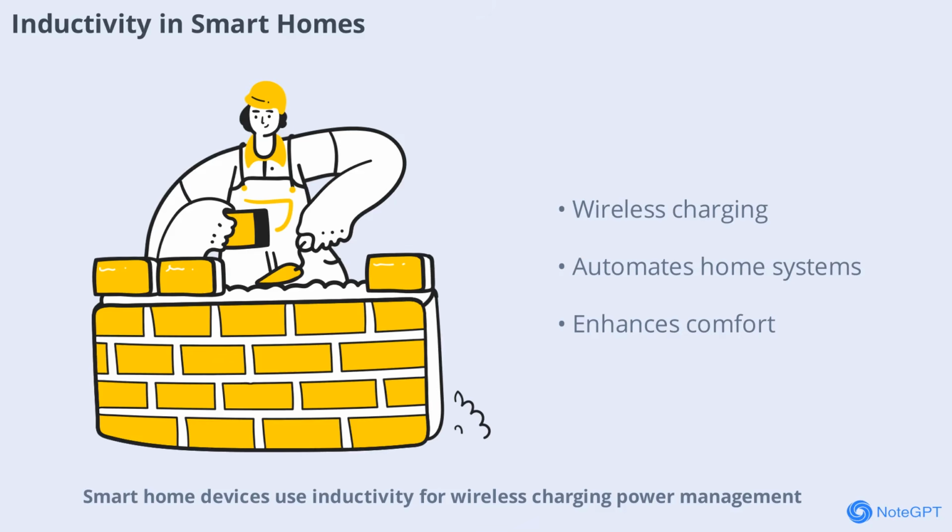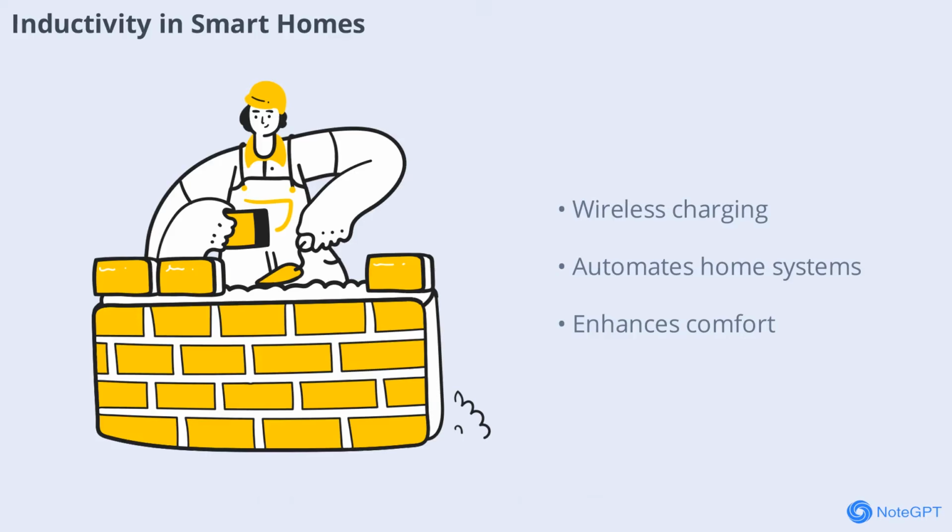Smart home devices use inductivity for wireless charging, power management, and communication. Inductive sensors help automate lighting, heating, and security, making homes more comfortable and efficient.